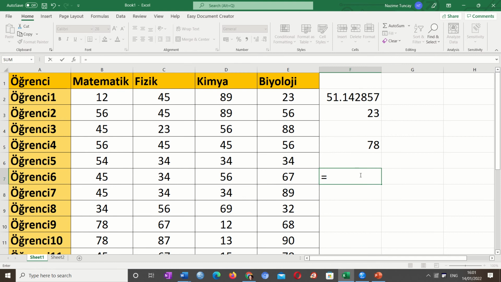Okay, here I have the equal sign. And since I want to find average, I write average. I open the brackets and I start from here. This is B2 until E2. B2, 2 dots, E2, okay? So I just take the row for finding the average marks of student 1.